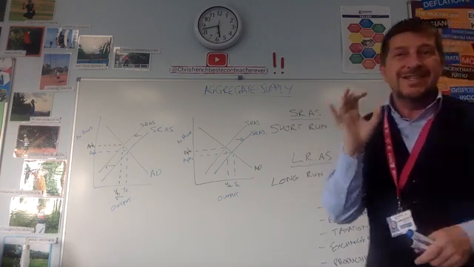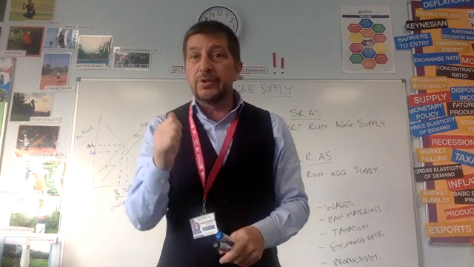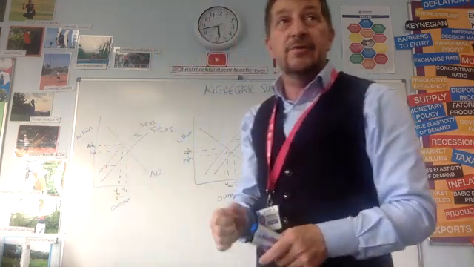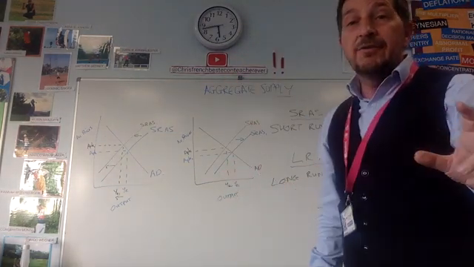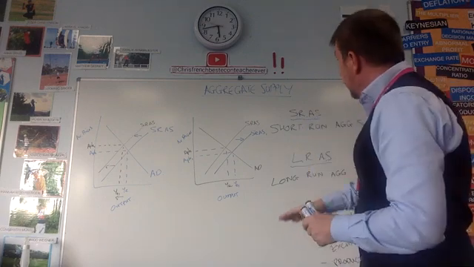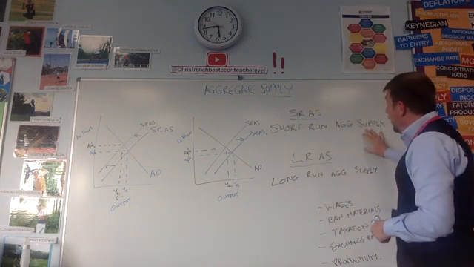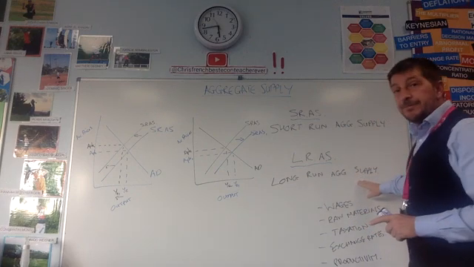Now, the short run is not a period of time. The short run is when one factor of production is fixed. At least one factor of production is fixed. So it could be land, labour, capital. If any of those factors are fixed, then we're operating in the short run. Okay? So short run aggregate supply as opposed to long run aggregate supply.